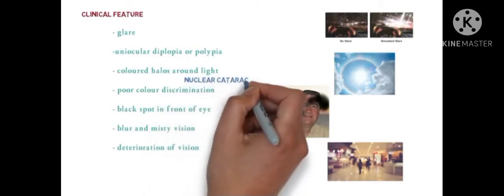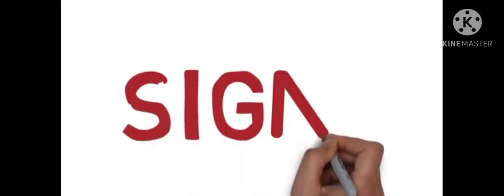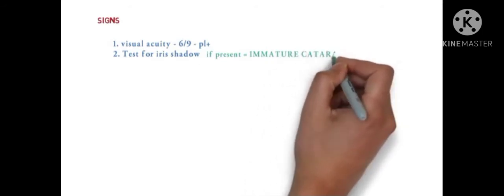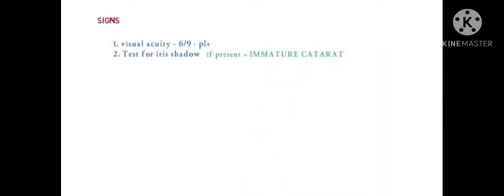Now, what are the signs of senile cataract? The first is the visual acuity. It is in between 6/9 to perception of light present. If we test for iris shadow, if iris shadow is present, then there is an immature cataract. When the lens is completely transparent or opaque, no iris shadow is formed. Hence, if the presence of iris shadow is seen, then it is an immature cataract. That is, it is a sign for immature senile cataract.